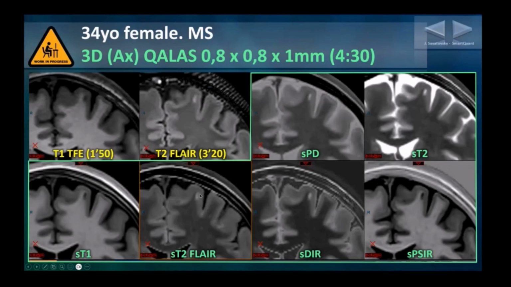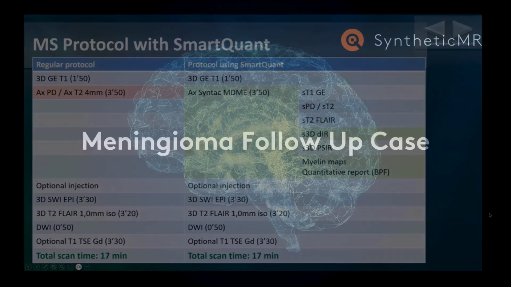So this is an example of a subtle subcortical T2 lesion that is very well depicted on the synthetic T2 FLAIR. It is better visible on the double inversion recovery and the PSIR, which are not additional sequences, but just complementary to use with the single 3D CALAS acquisition.